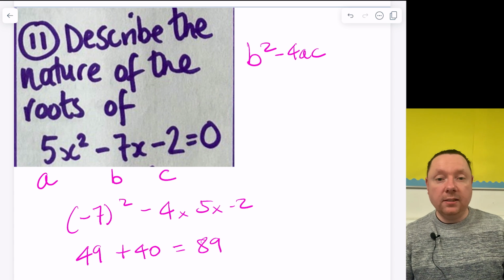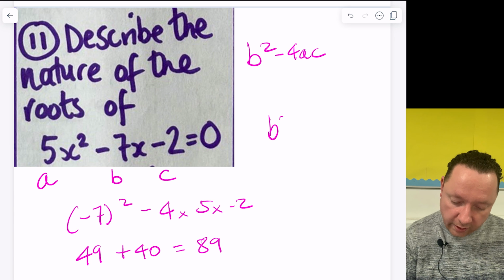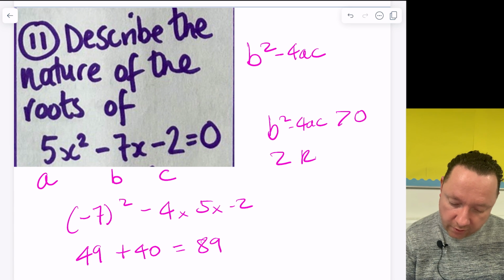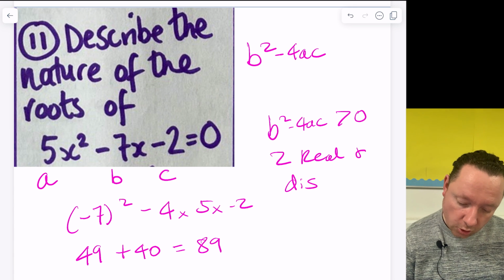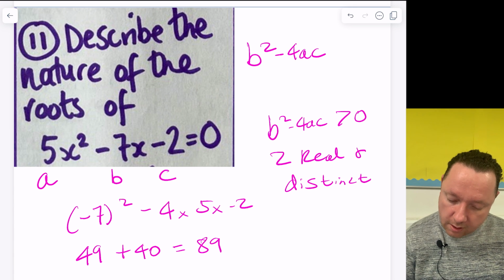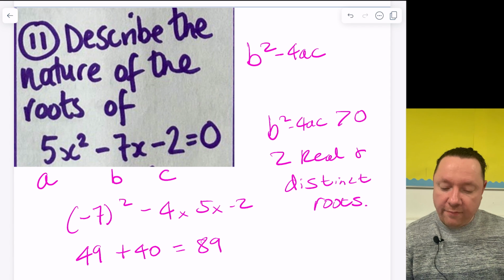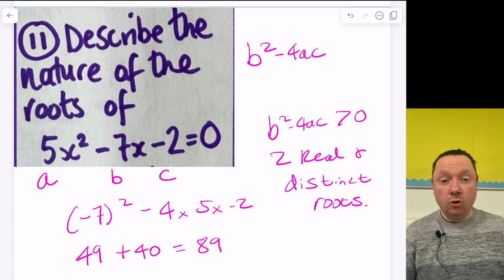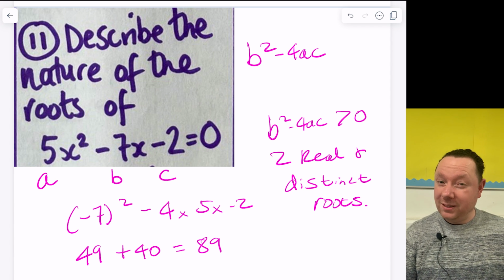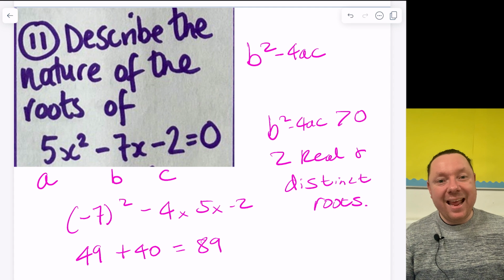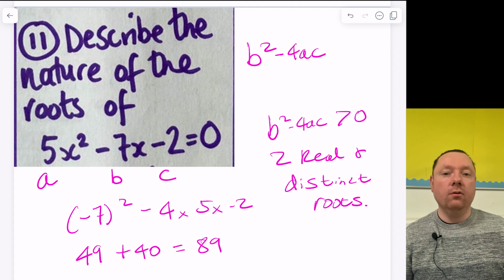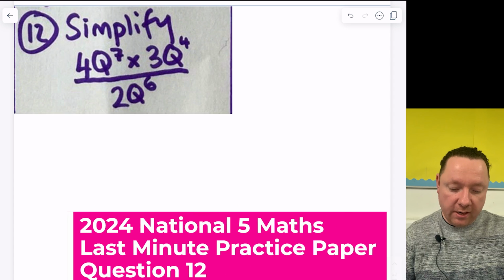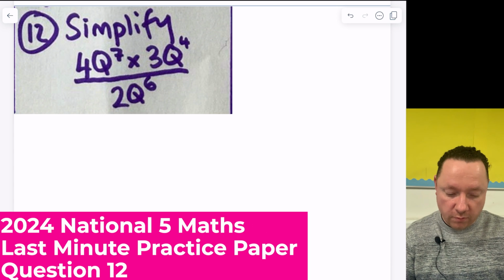And then you've got little statements. If b squared minus 4ac is greater than 0, there are two real and distinct, or different if you prefer, roots. Now, I'll just go through the other ones briefly. If it's equal to 0, you've got two real and equal roots. Some people say 1, but it's actually 2. And then if it's negative, there's no real roots. And we're done.